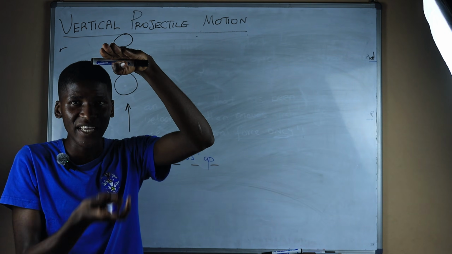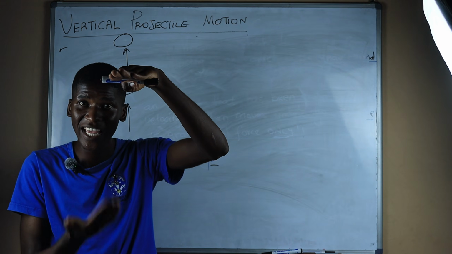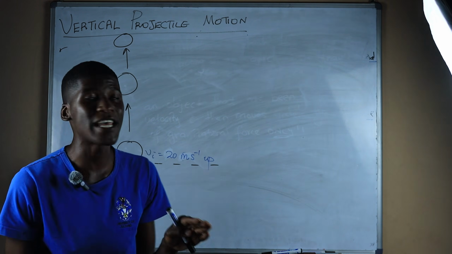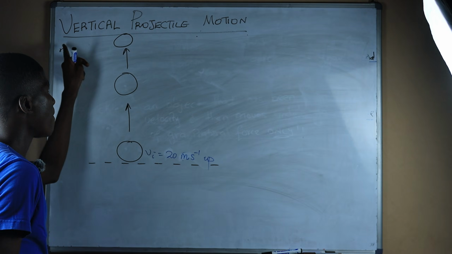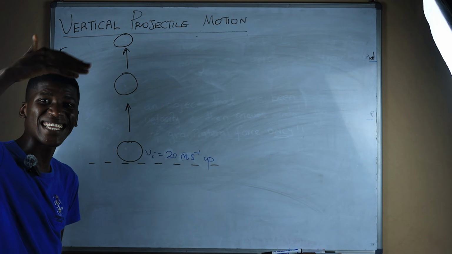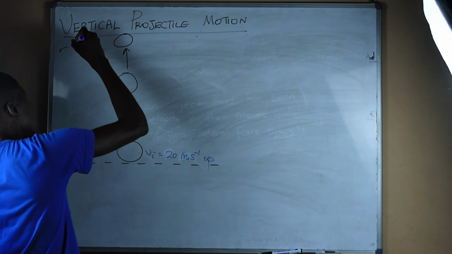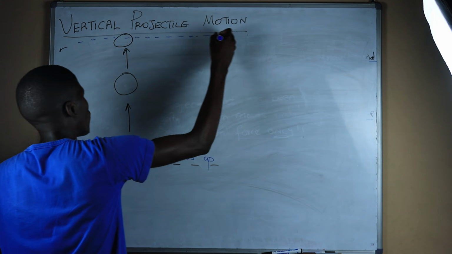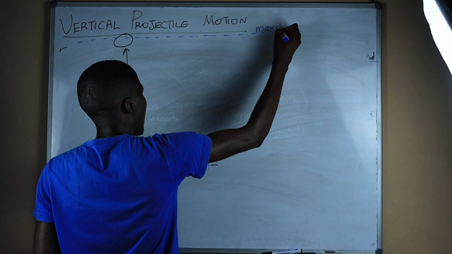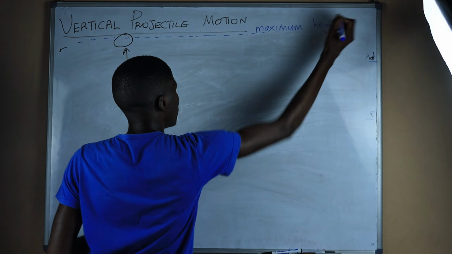I throw it up, it reached this point and came back to my hand. Okay, so basically what's happening here, at this point, the maximum point or the highest point a projectile can reach is known as the maximum height. So this point where the object stops and returns back is known as the maximum height.